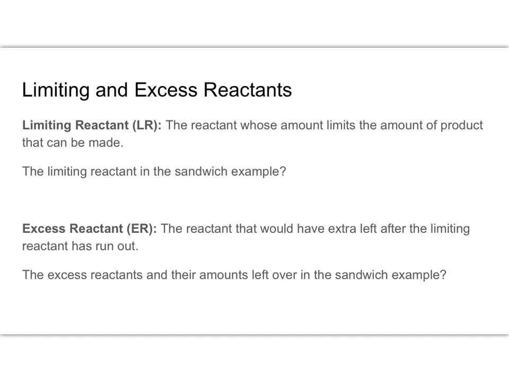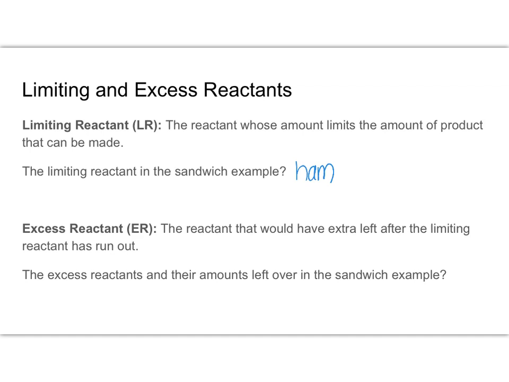So now for some vocabulary. Thinking about our sandwich example, we have something called limiting and excess reactants. A limiting reactant is the reactant whose amount limits the amount of product that can be made. So thinking back to our sandwich example and our ham, bread, and cheese, which of those 3 starting reactants limited the amount of complete sandwiches I can make? Ham is the ingredient that made the least amount of sandwiches, so that's going to be our limiting reactant. I will run out of ham first.